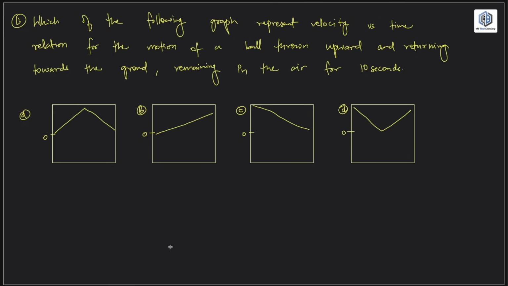You all know that when you throw something upward, its velocity decreases first of all, right? Velocity decreases, then it stops for some time, so the velocity becomes 0, and then velocity increases when it comes back. So first velocity is going to decrease, become 0, and then increase, which is in option number D. Option D is the correct answer for this.